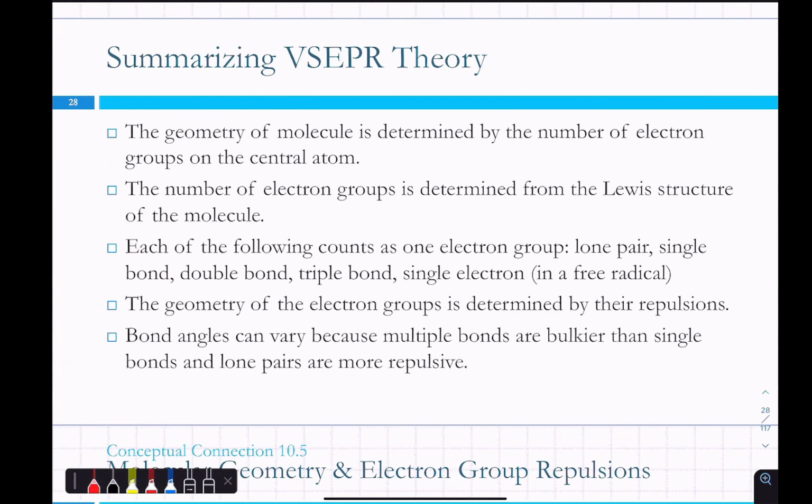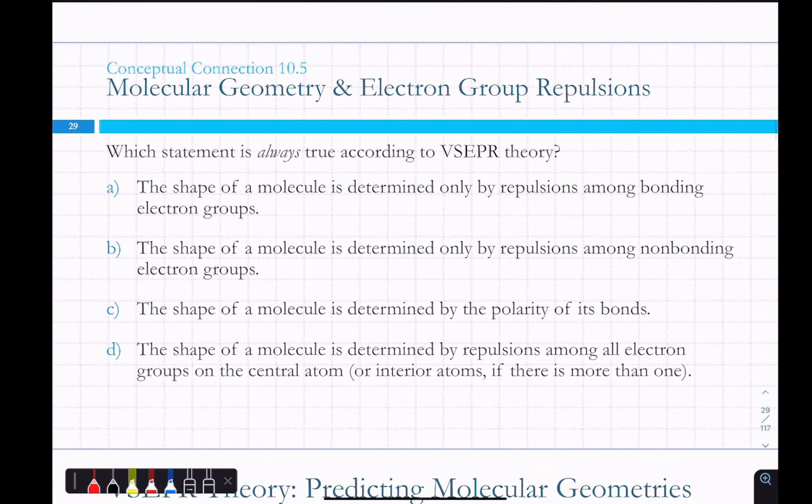All right, so the geometry of the molecule is determined by the number of electron groups on the central atom, and that number of electron groups is determined from the Lewis structure. So this is building on Lewis structures. Each of the following counts as 1 electron group: lone pairs, single bonds, double bonds, triple bonds, and in the rare case, single electrons. And then the geometry of the electron groups is determined by the repulsions. So how far away can you get everything, and try to get lone pairs especially as far away from any other bonding groups. And then your bond angles can change a little bit.